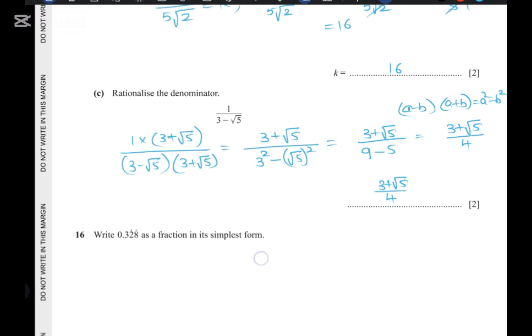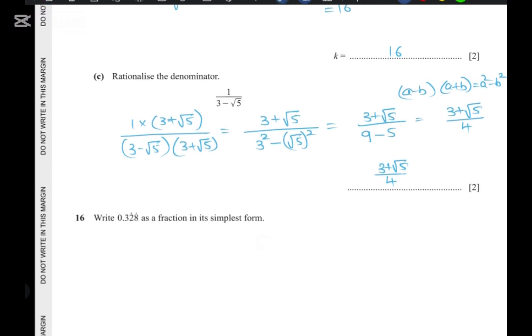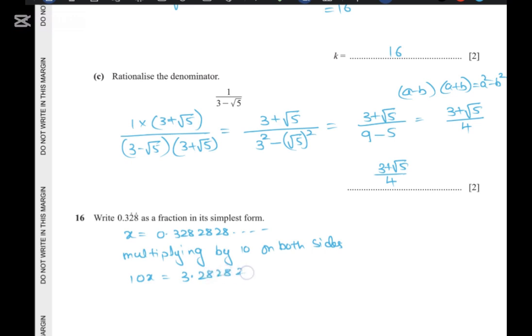Question number 16. Write 0.3282828 as a fraction in its simplest form. So this is the recurring decimal. Let x be 0.3282828, and so on. Multiplying by 10 on both sides, we get 10x is equal to 3.282828, and so on. This is equation 1.